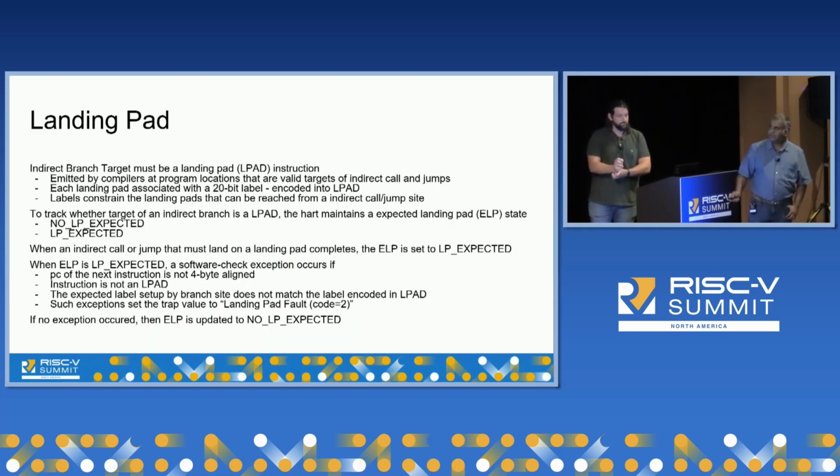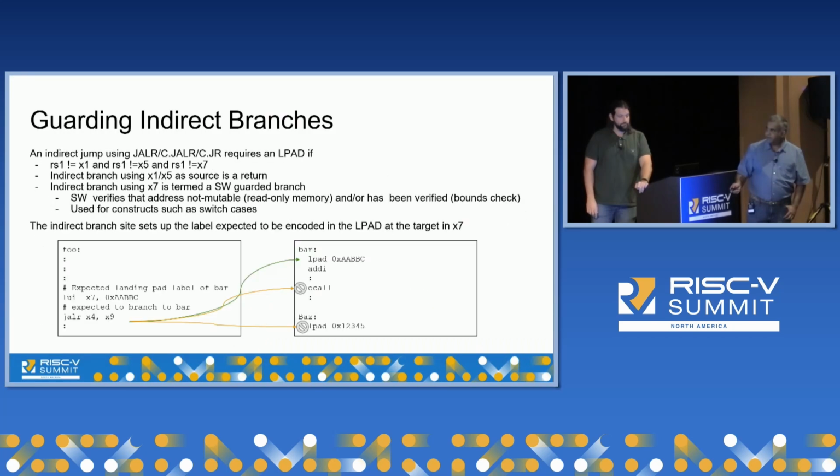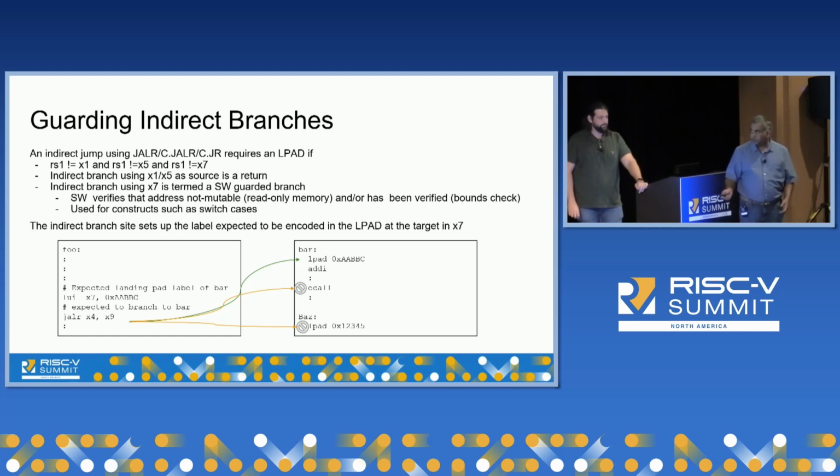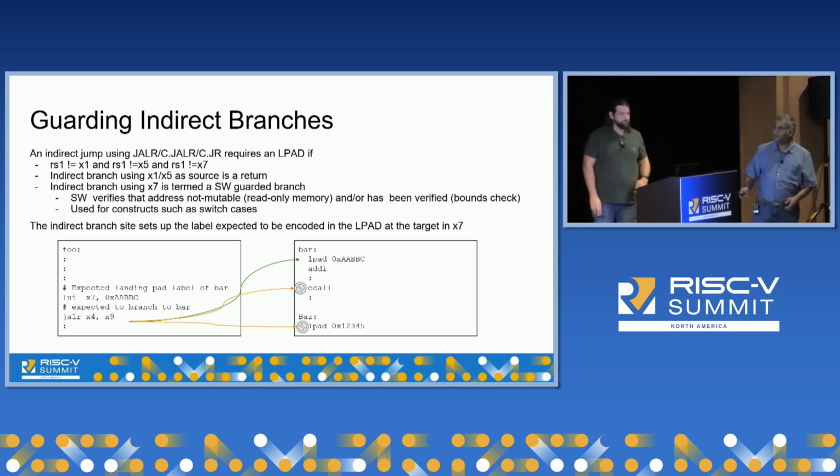To illustrate that, you can see this program here. It sets up the label in this x7 register. It says, I expect the label AABBC, makes an indirect call, indirect jump. In this case, if you land on a landing pad, all's good. If your label matches, all is good. If you try to subvert this indirect branch and make it land on an instruction later in the function, which is what attackers try to do, this will cause an exception. If you redirect it to a different function, which has a landing pad but a mismatching label, that will cause an exception. So it enforces that you must land on a valid landing pad.